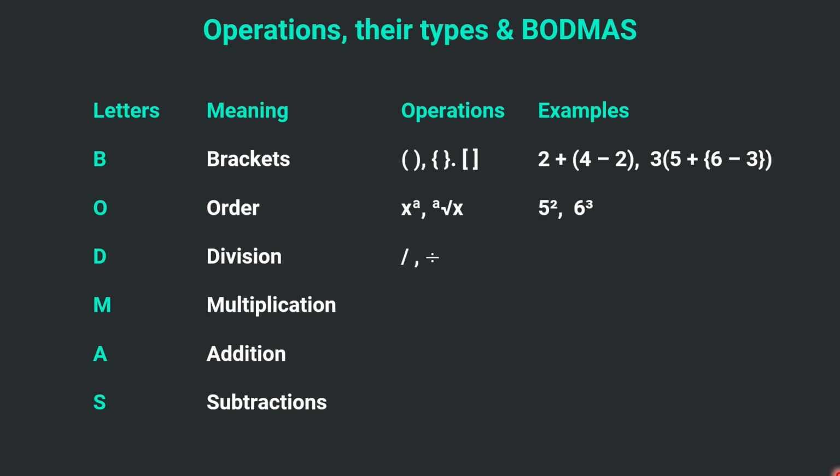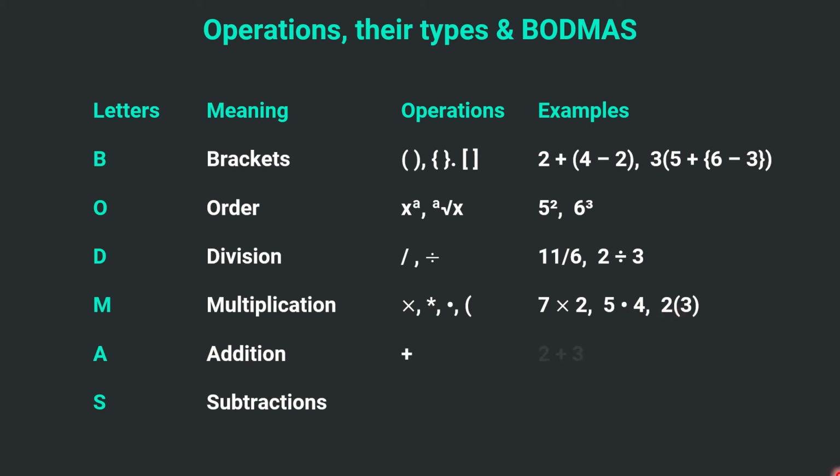Then we have division. Division can be given as a slash, that means upon, or simply a divide sign. So 11 upon 6 and 2 divided by 3 are examples for division. Then we have multiplication. Multiplication can be given as a cross sign, an asterisk, or a dot product sign, that means a simple dot, or a bracket. These are the examples: 7 multiplied by 2, or the product of 5 and 4, or simply 2 bracket 3, that means 2 is being multiplied by 3.